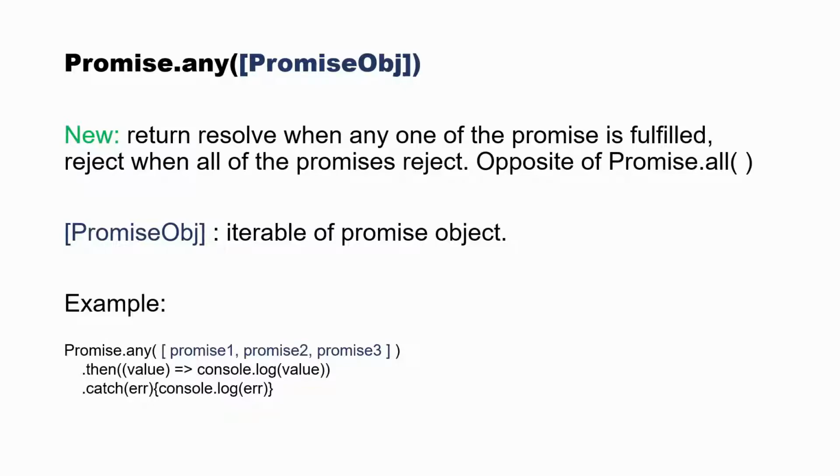So Promise.any works opposite to that. It will resolve when any one of the promises is fulfilled. Probably the first one, the quickest one fulfilled, will resolve the data from it. And it will reject when all of the promises are rejected. And at the end of that, it will return an aggregate error.